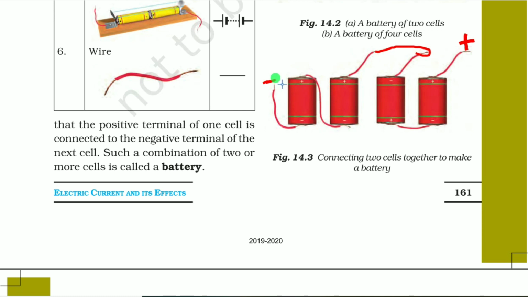Already it is connected. And now if we just connect one bulb here, suppose this is the bulb, this will glow because the bulb is finally connected between one positive terminal and one negative terminal. So what we have done is we have just added more cells to power it up.